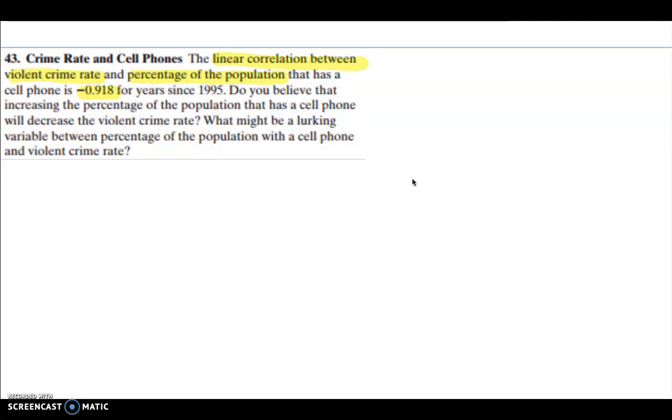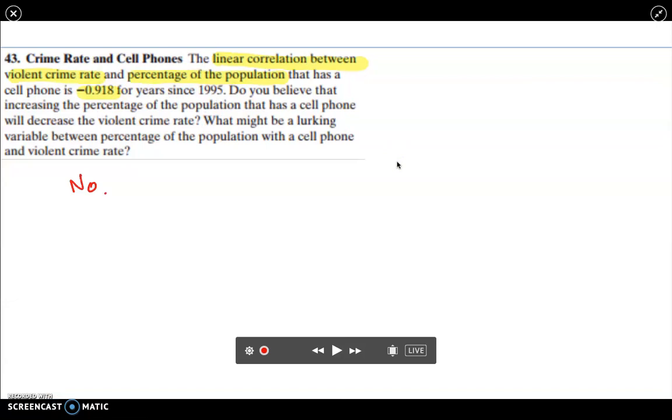Do you believe that increasing that percentage will decrease violent crime? If you do, then you would just give every possible person a cell phone, and then the crime rate should fall. But in this case, I would say no. I don't believe that increasing the amount of people in the population that have a cell phone will decrease violent crime. So we look at this idea of a lurking variable between percentage of population with cell phones and violent crime rates.